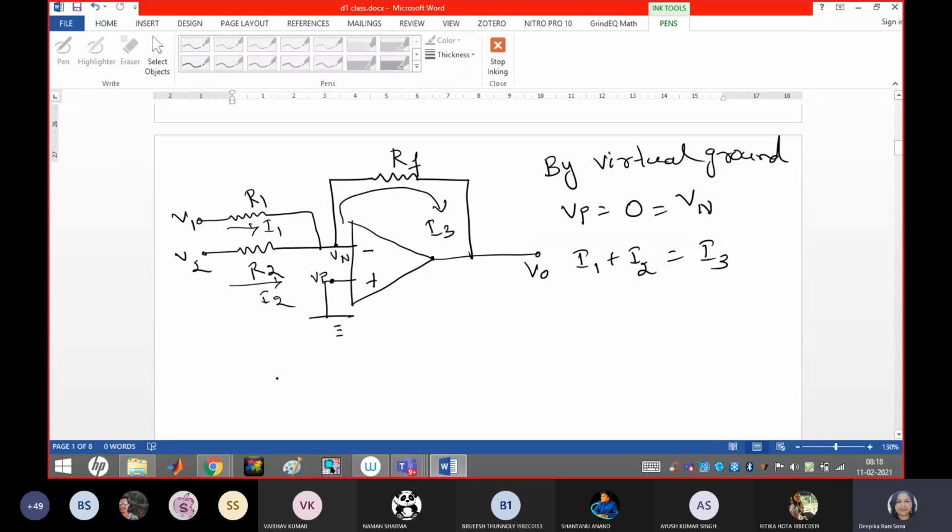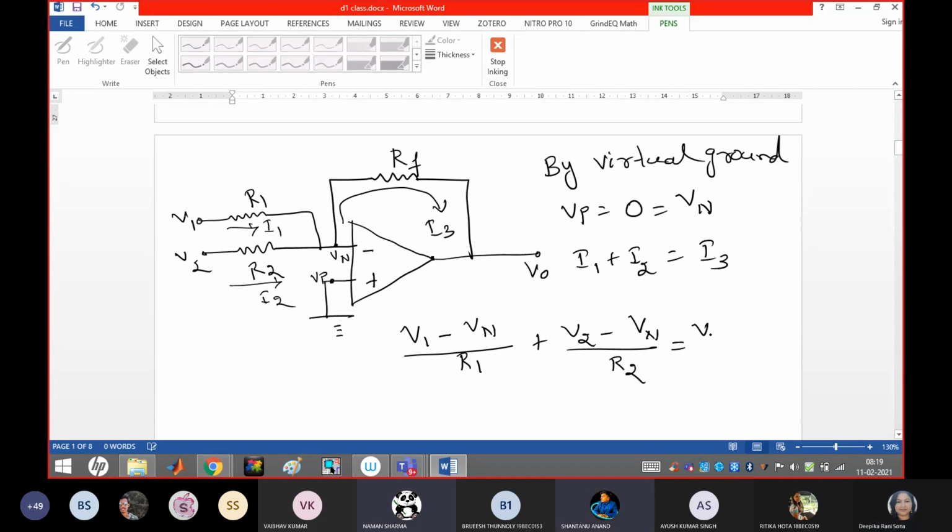What is I2, guys? Ma'am, is V2 by R2. Yeah, you have to tell the full equation. Vn we have to make 0, no? We have to proceed step by step clearly. Ma'am, V1 minus 0 divided by R1 plus V2 minus Vn divided by R2 equals to 0 minus V0 divided by RF.